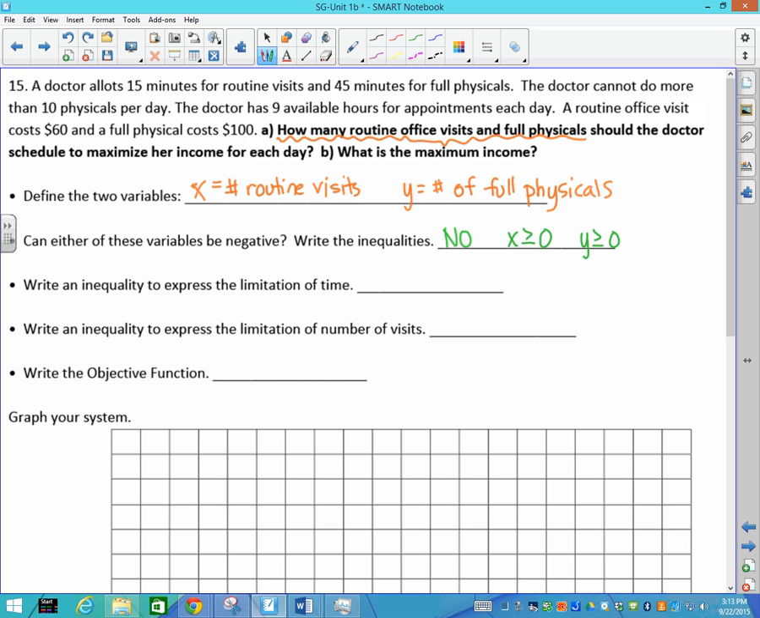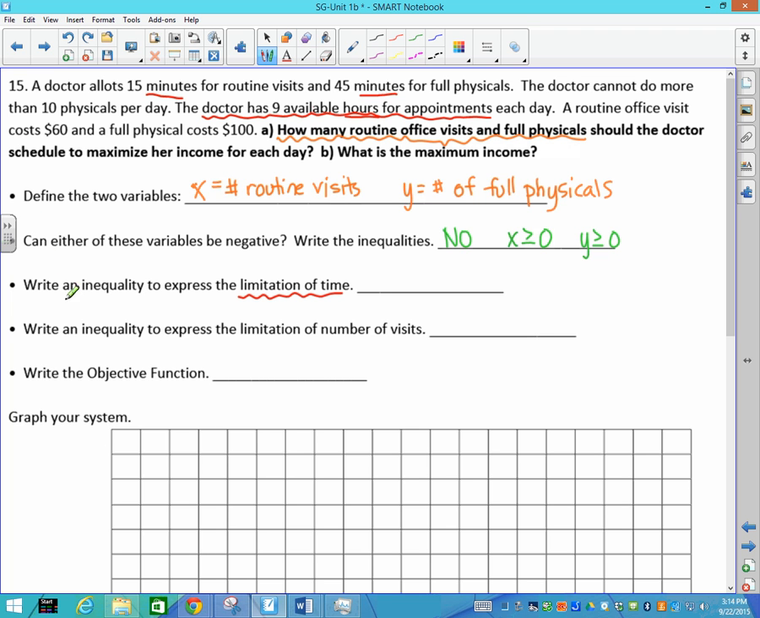Okay? Next, write an inequality to express the limitation of time. So when I'm looking at the time, this is my limit on time. The doctor only has 9 hours available. That's a limit on time. There are two different ways of doing this. But what y'all need to pay attention to, which is kind of like the sweatshirts and t-shirts problems we did when we talked about this the first time, is that these are both in minutes, and this is in hours, and they all have to be the same.